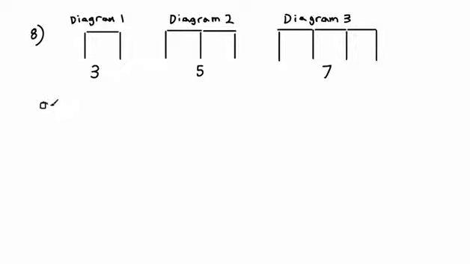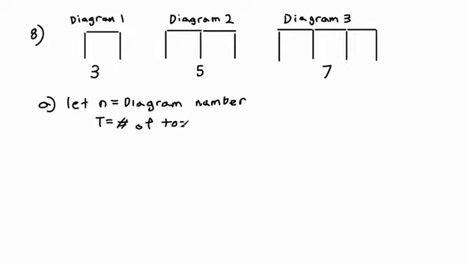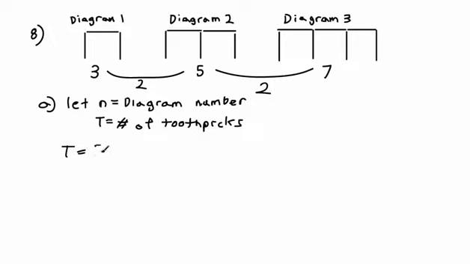Now for A, we need to find an equation relating the diagram number and the number of toothpicks. So let's let n equal diagram number, and then let's let t equal the number of toothpicks. Okay, so for every diagram, we move up 2 toothpicks. So like when we go from one diagram to the second one, we add 2 toothpicks each time. Which means that t has to equal 2n.